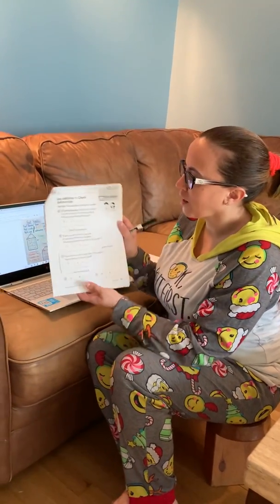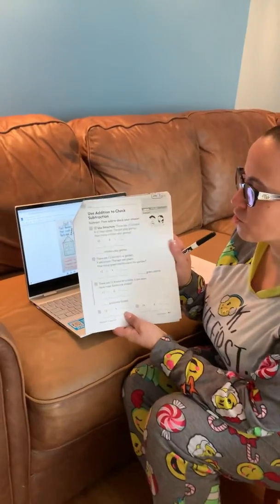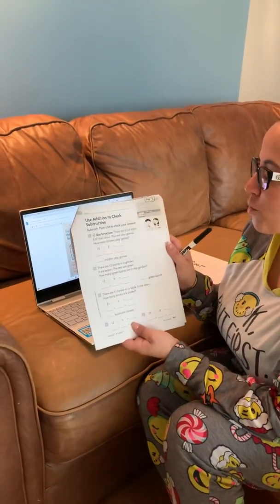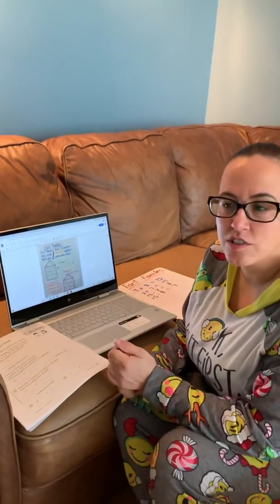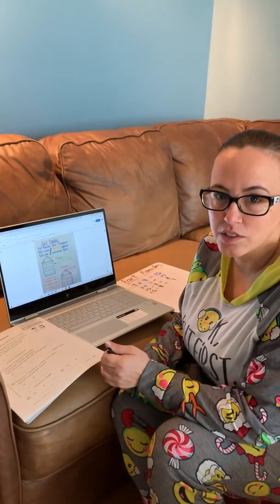Today I'm going to be showing you what you need to do on your day 9 math work. Okay, so this morning you're going to be working on using addition to check subtraction. So we're just going to talk a little bit about some things that we've learned as mathematicians to help us with this skill for today.